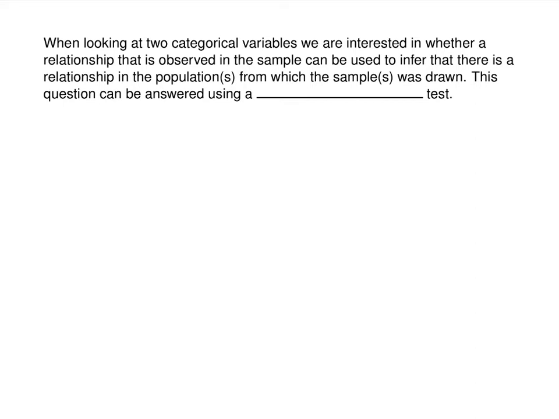And when looking at two categorical variables, we're interested in whether a relationship that is observed in the sample can be used to infer that there is a relationship in the populations from which the samples were drawn. This question can be answered using a chi-square test. The symbol for that is sort of like a curly X with a squared on it. Note, this is not a variable. I've seen people try to take square roots of it, and it's not like X squared. It's just that the name is called a chi-square.